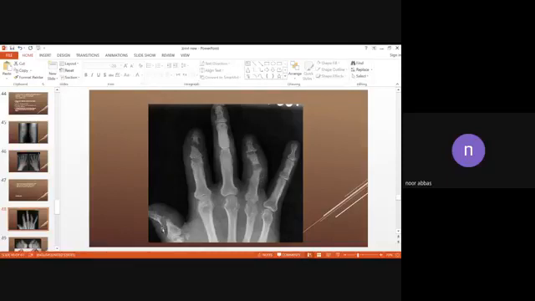It will also cause joint space narrowing and bone destruction, erosions, which will lead to bone destruction and deformities, but with little periarticular osteoporosis.